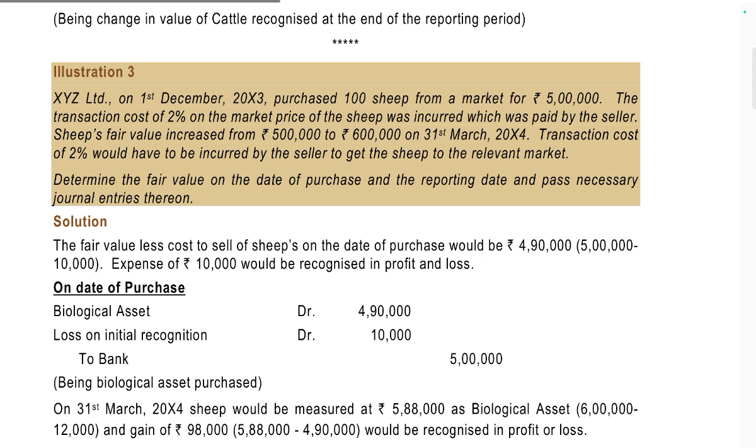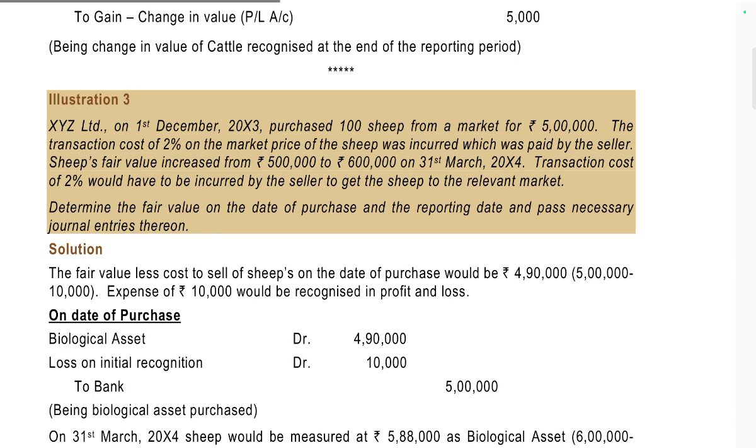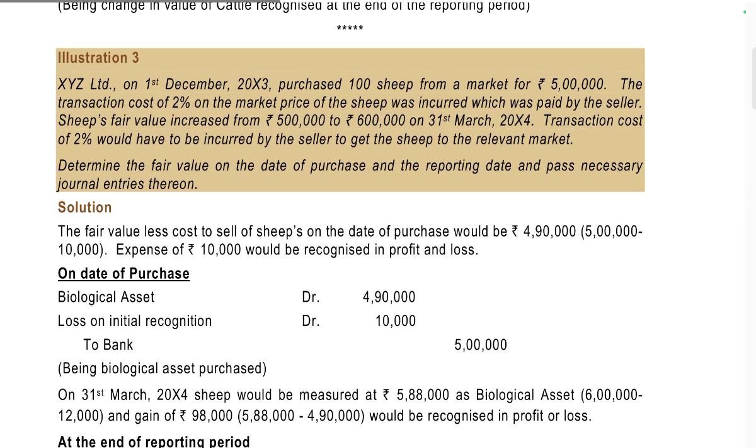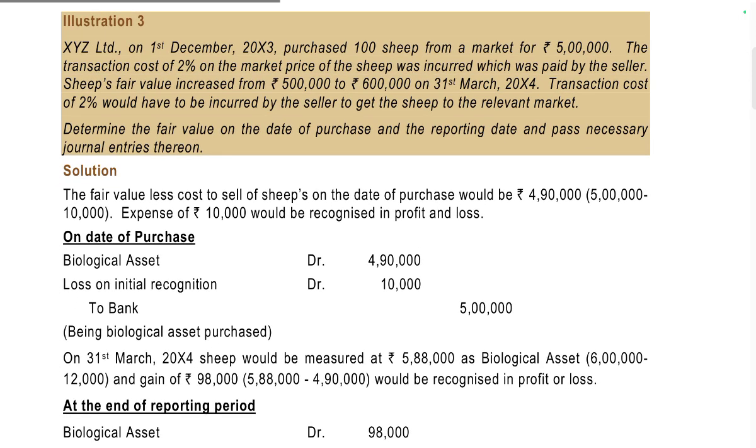A transaction cost of 2% of the marketplace value of the sheep is incurred, which is paid by the seller, and the sheep's fair value increases to 5 lakh or 6 lakhs. The transaction cost is 2%, which is incurred by the seller to sell the sheep. Determine the journal entry: the fair value less cost to sell is 4 lakh 90,000.